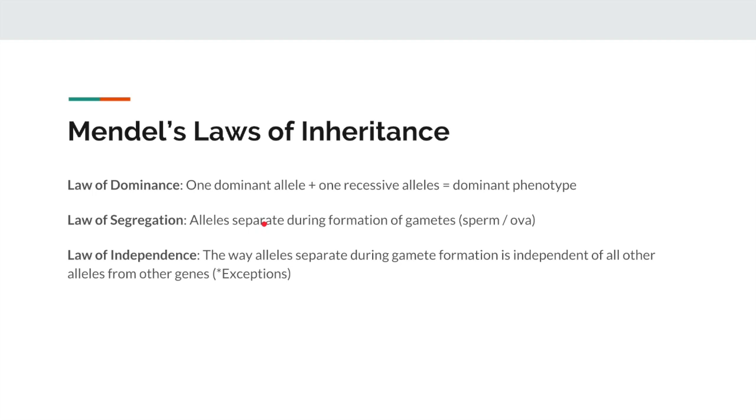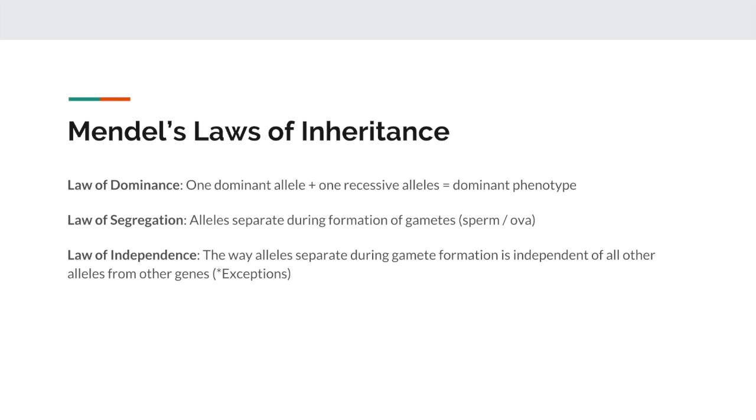So what this is really saying is that the gene that you have for hair color and the gene that you have for eye color, let's say, they'll be independent of each other. So it doesn't matter what your gene is there, they'll separate independently, and there will just be a randomization between the two for what happens and what you end up expressing.